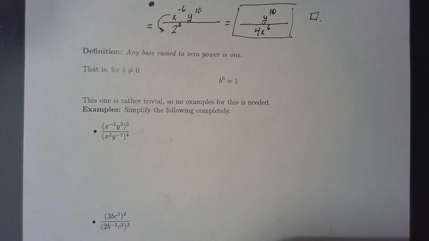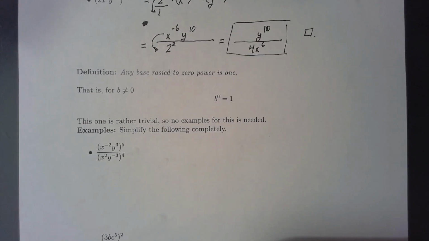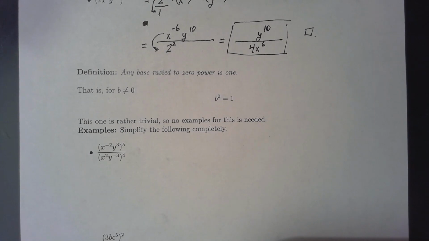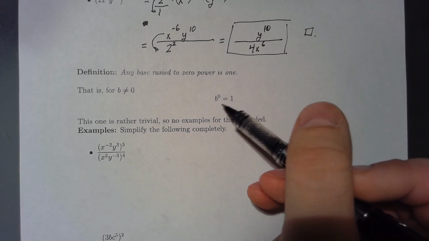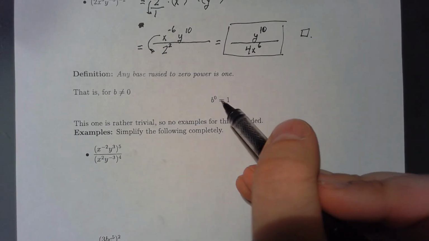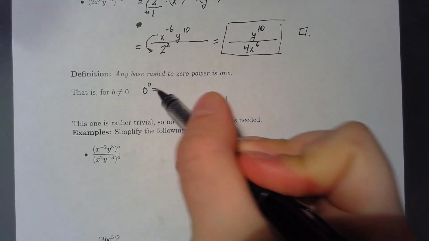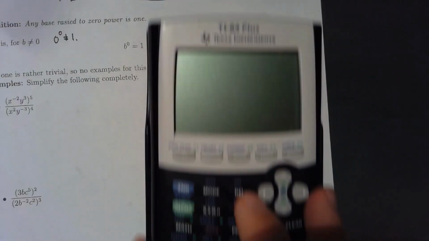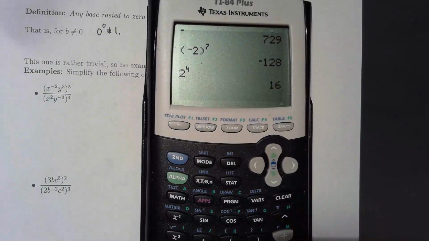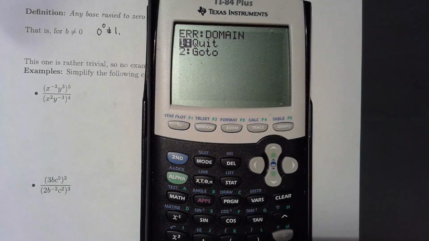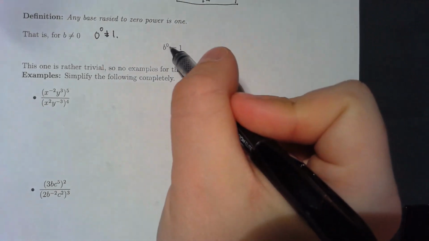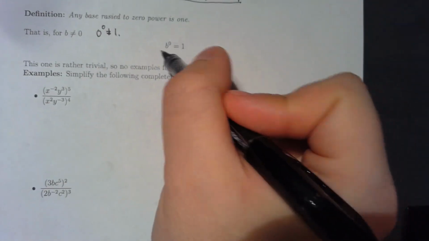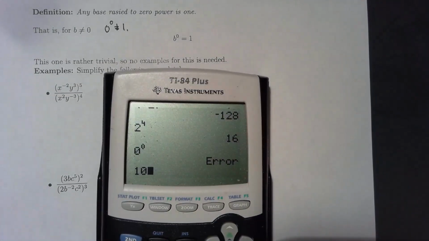So in this case right here, let's look at one more. This isn't a rule per se, but it's a particular case. If I have a base raised to the 0 power, it's 1. It's just 1. The only number where this isn't true is 0. So for example, 0 to the 0 power is not 1. If you use your calculator, 0, caret, 0, enter, you get an error message. Any other number besides 0 raised to the 0 power is 1. If I had 10 to the 0 power, 10 caret 0, 1.